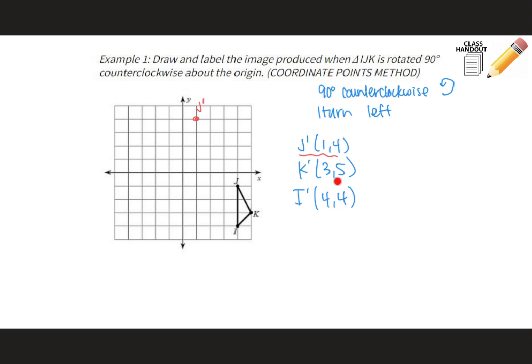Next point, we're going to do 3, 5. So 3, 1, 2, 3, 4, 5. So my new point is up here, and that's going to be K prime. And then lastly, we're going to do 4, 4. So 4, 1, 2, 3, 4. So my new point is right here, and we're going to label that I prime.